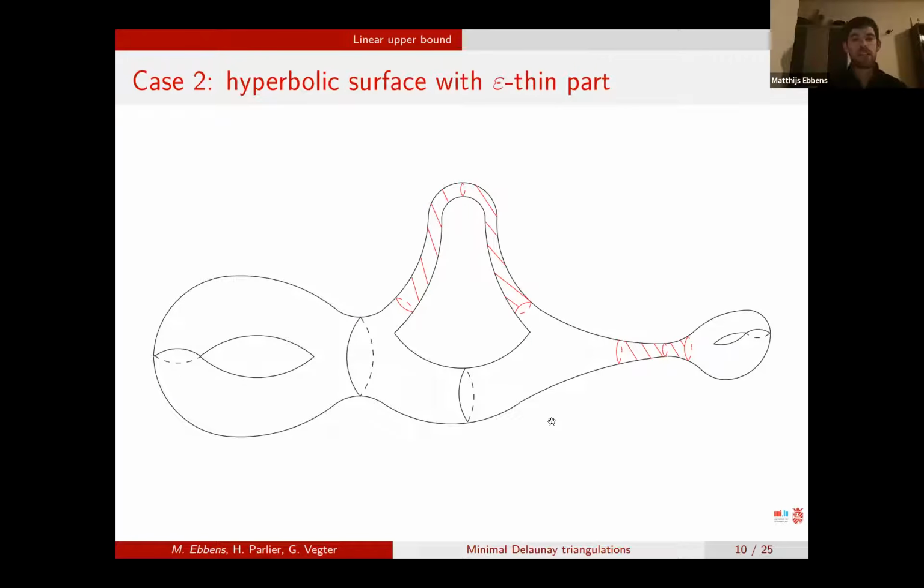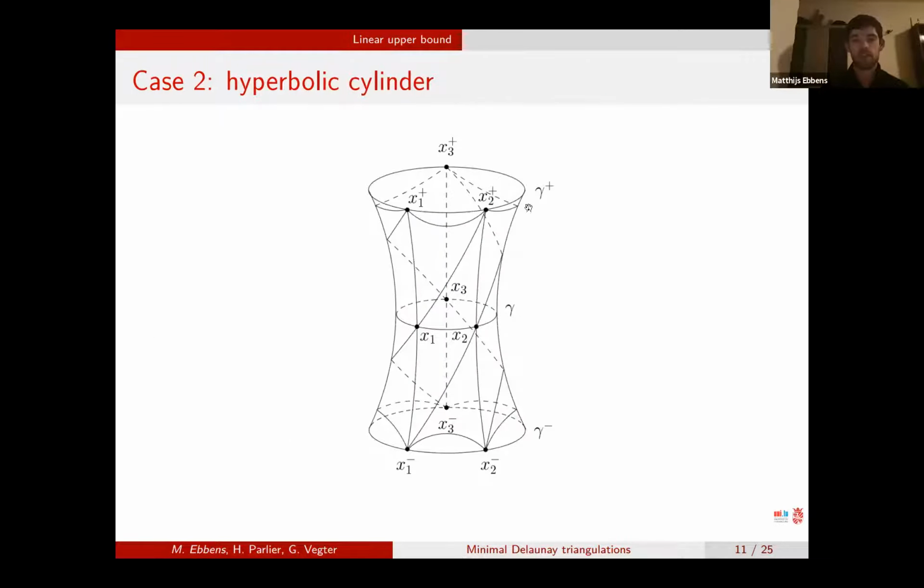Then secondly, suppose that there are some thin parts. Already the figure suggests a bit that this part will look like cylinders, and in fact it does. So if we take epsilon sufficiently small, then it's guaranteed that the epsilon thin part will consist of a collection of cylinders. And that's nice because cylinders are quite easy to triangulate. Each of these cylinders will be a so-called collar around a geodesic gamma, and it has two boundary geodesics, gamma minus and gamma plus.